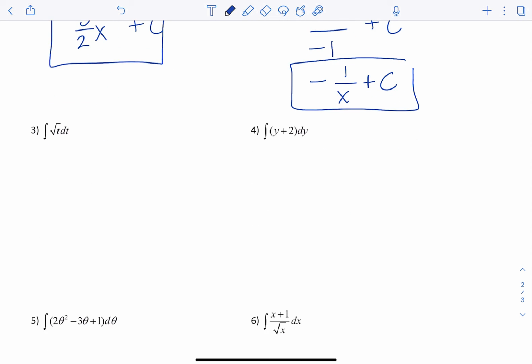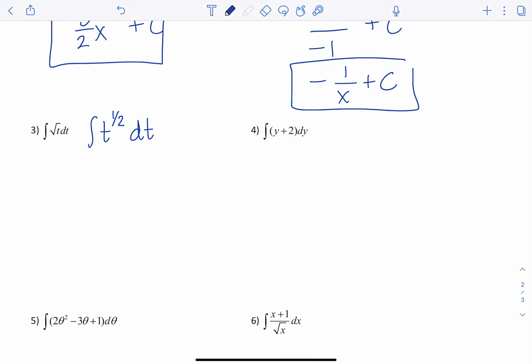Fractions, we'll handle them like we did derivatives. We will rewrite these. Sorry, square roots is what I meant. Square root functions, we will handle these like we did with the derivative. We rewrite these with rational exponents. And so we have this t to the 1/2 dt.